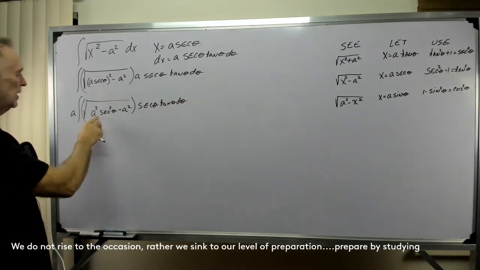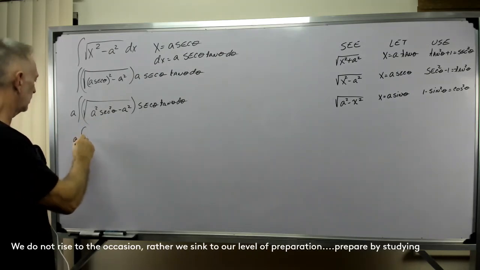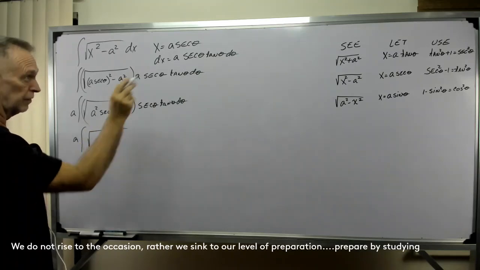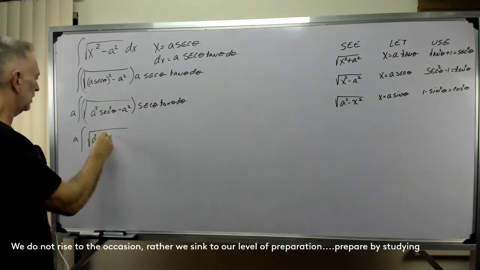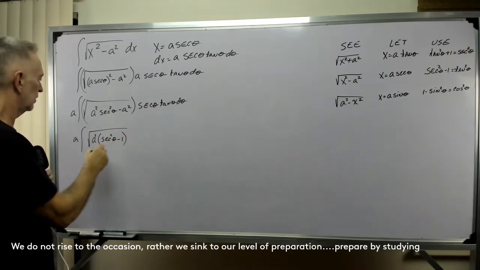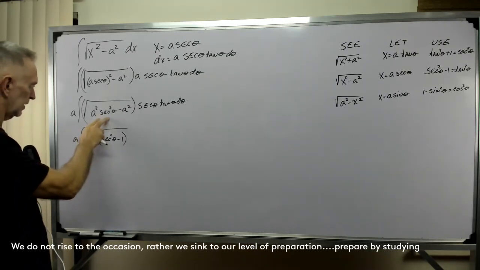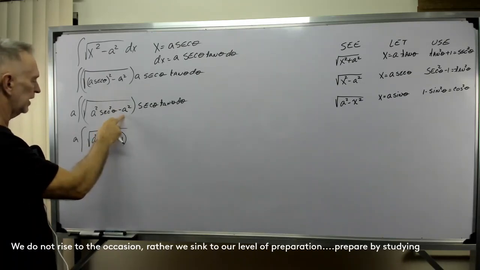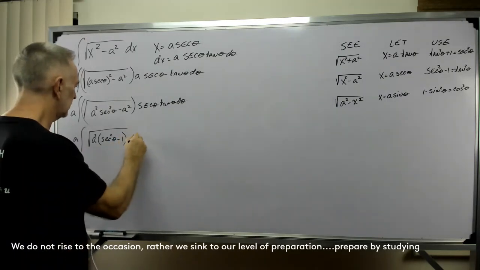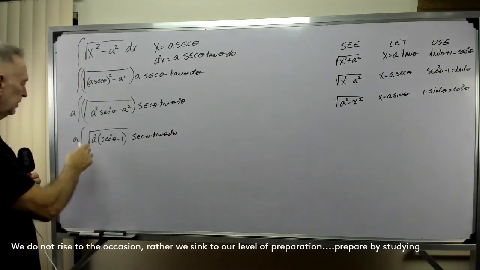You can see I could factor out the a squared underneath. This is very similar to what we did last week with a different one of those. So I factor a squared out and I end up with secant squared theta minus 1. If I distribute that, I'll get a squared secant squared theta minus a squared, since the negative 1 gives me negative a squared. And that's times secant theta tangent theta d theta.